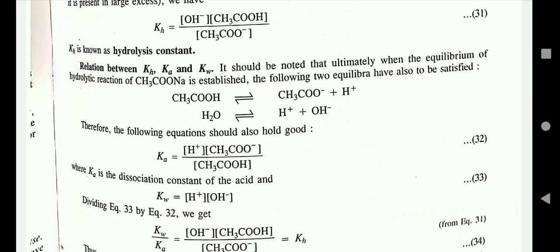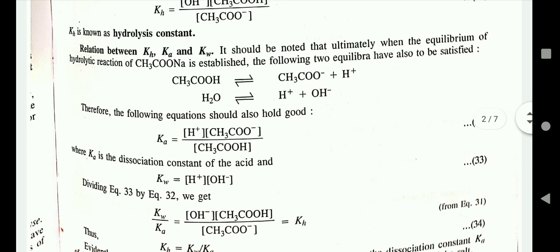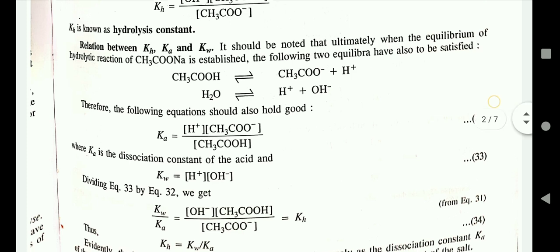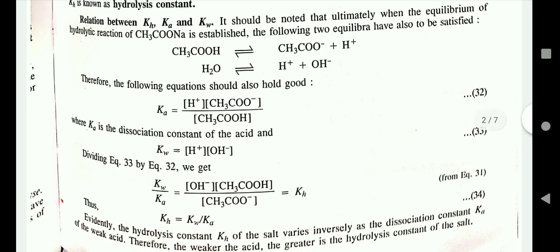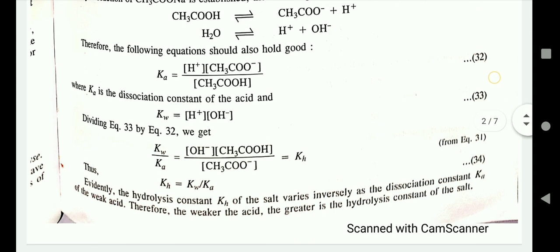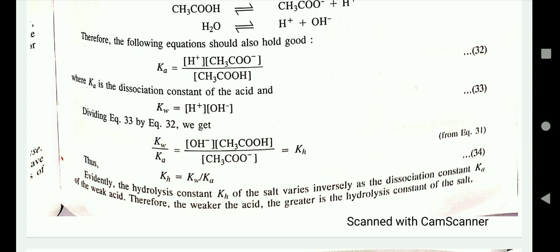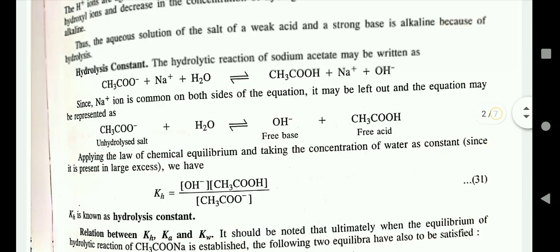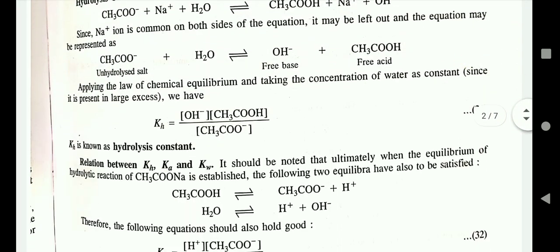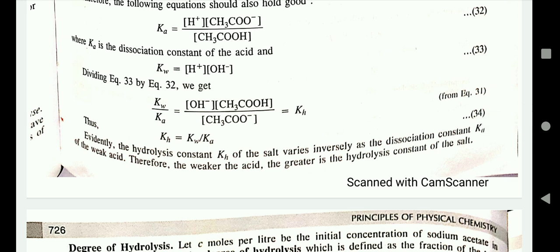Relationship between KH and Kw. It should be noted that ultimately, when the equilibrium of the hydrolytic reaction of sodium acetate is established, the following two equilibria are satisfied. Acetic acid gives us acetate ions and H+ ions. Water gives us H+ and OH-. The following equation should also hold good, where Ka is the dissociation constant of the acid, Kw is the ionic product of water, and KH is the hydrolysis constant. KH is equal to Kw by Ka.